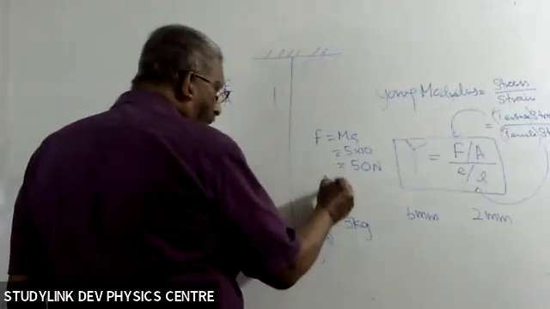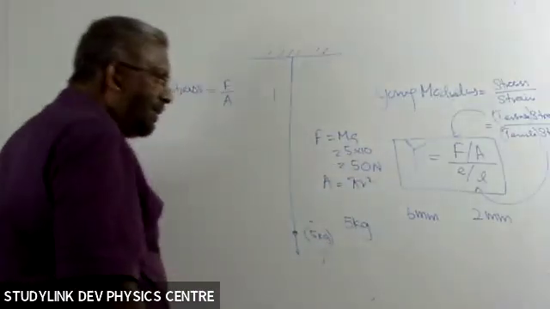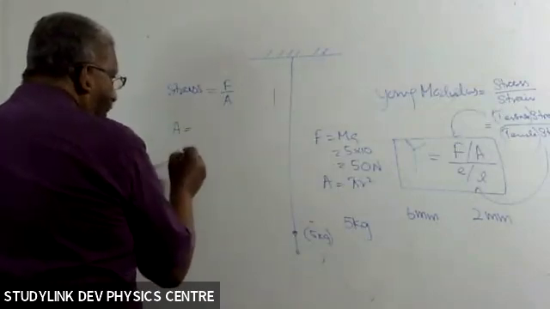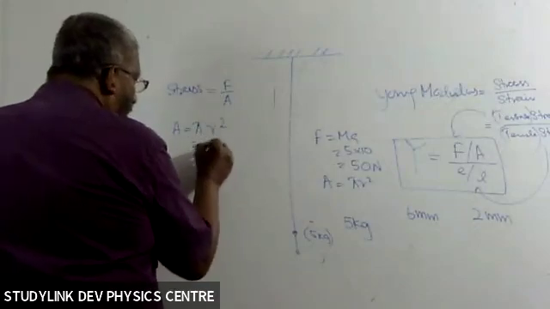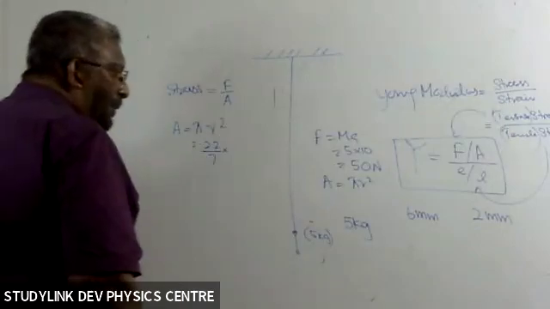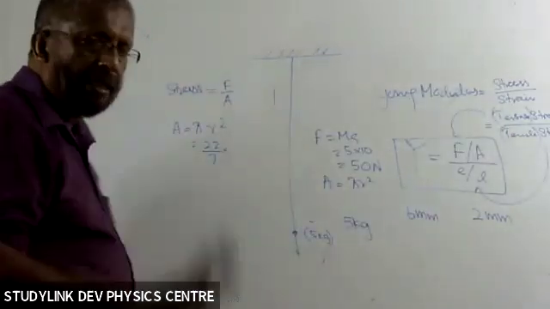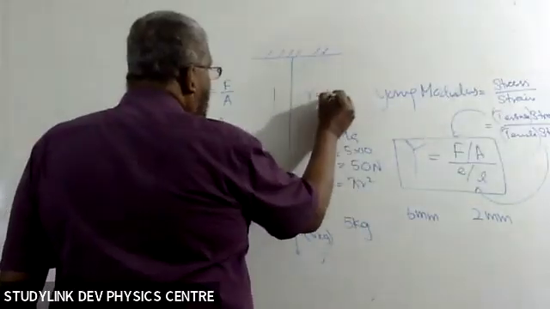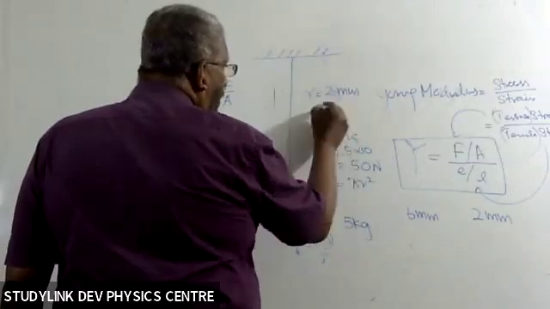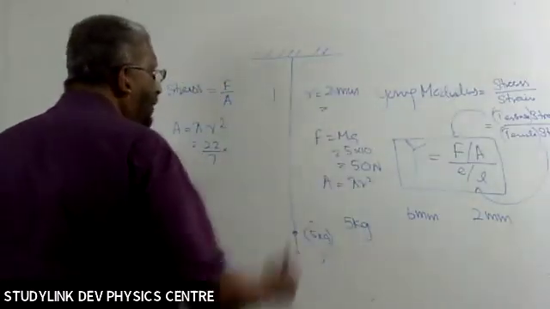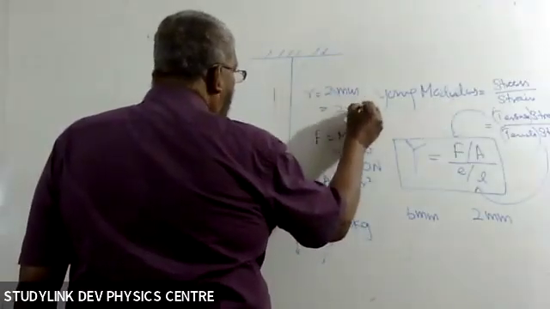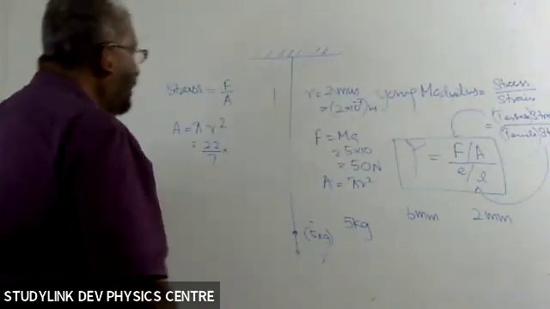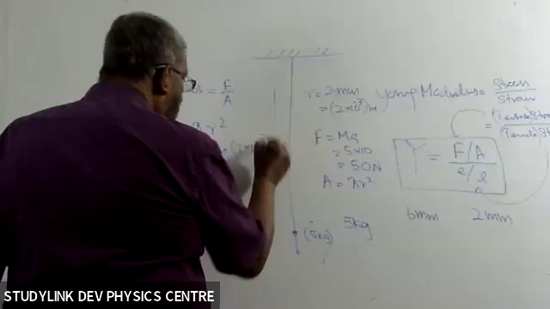Since to find the area, the cross-sectional area, we have to use pi r squared. So then A, the area, is pi r squared, 22 divided by 7 into radius 2 millimeters. Everything should be in SI units. So therefore, R is given as 2 millimeters. So you have to convert into SI units. 2 into 10 to the power minus 3 meters. Milli means minus 3. So therefore, 2 into 10 to the power minus 3, squared.